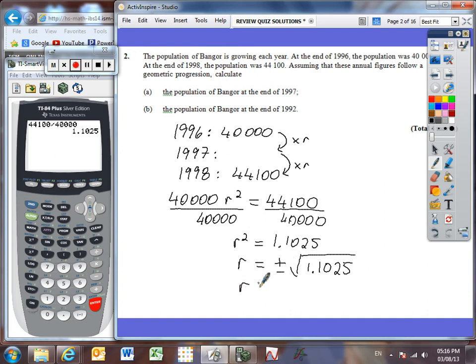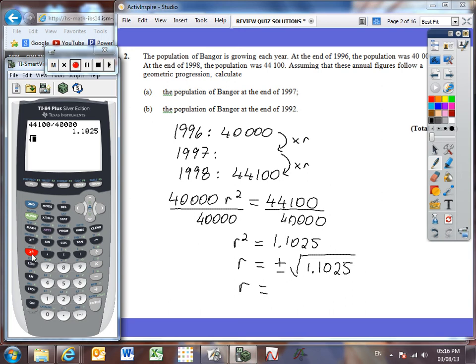And so r, when we take the square root of this value, let's say take the square root of the answer that we just had on the previous step. You can call up the answer from the previous step with second negative. And that will take the square root of the answer that I had just found. And that equals 1.05.